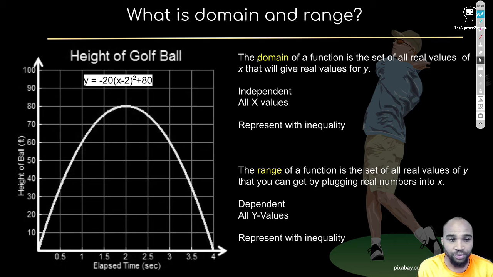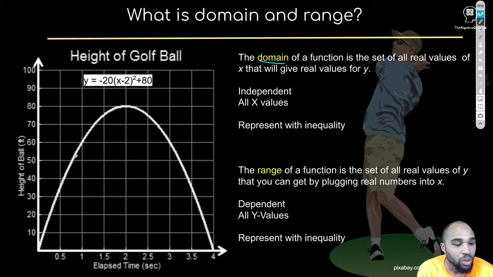So stay with me. The domain of a function, what is domain? The domain of a function is the set of all real values of x that would give real values of y. So the way we talk about domain is simply all the possible x values of some function. So let's look at this line here. How can I represent all the x values, not the y values? As you see, the y values represent the height of the ball. How do I represent all the possible x values, all the possible seconds that represent this graph here?